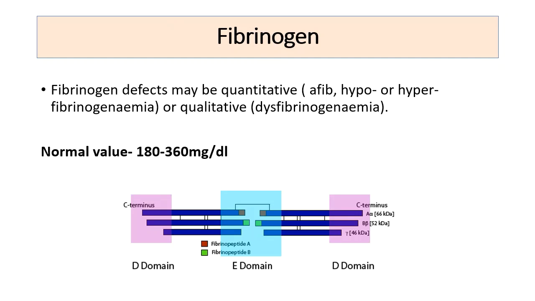The next test is fibrinogen. Fibrinogen is a glycoprotein that is critical for formation of platelet plug and is a precursor to fibrin. It is the penultimate step of the coagulation cascade. Fibrinogen is synthesized in the liver, and the fibrinogen defect can be quantitative like afibrinogenemia, hypofibrinogenemia, or qualitative like dysfibrinogenemia. The normal value is 180 to 360 mg per deciliter.